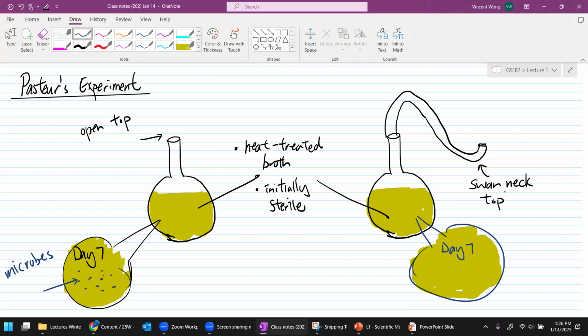Okay. So he concluded that the organisms actually landed into the broth from the air. It's not possible if you have a swan neck there. Right? They will land, but then they are all gathered here. It's not going to be able to make it all the way to the broth, right? Okay, so based on that result, spontaneous generation was definitively rejected.